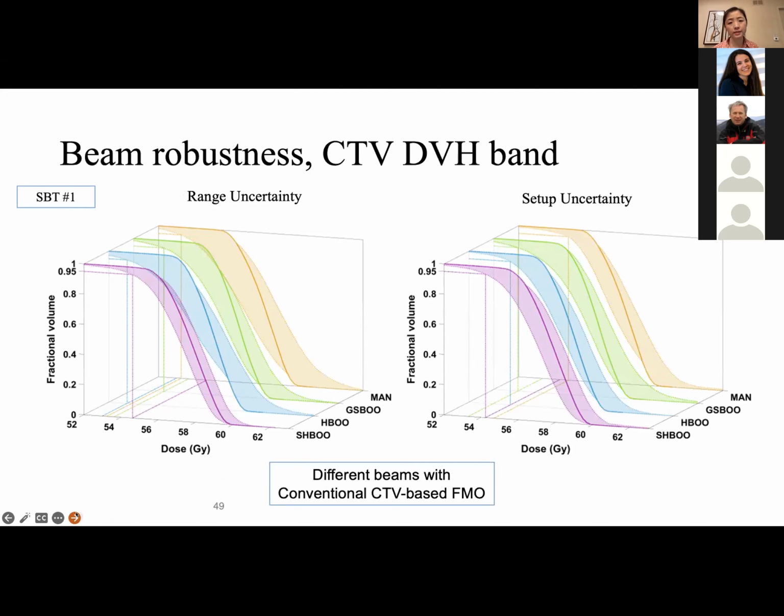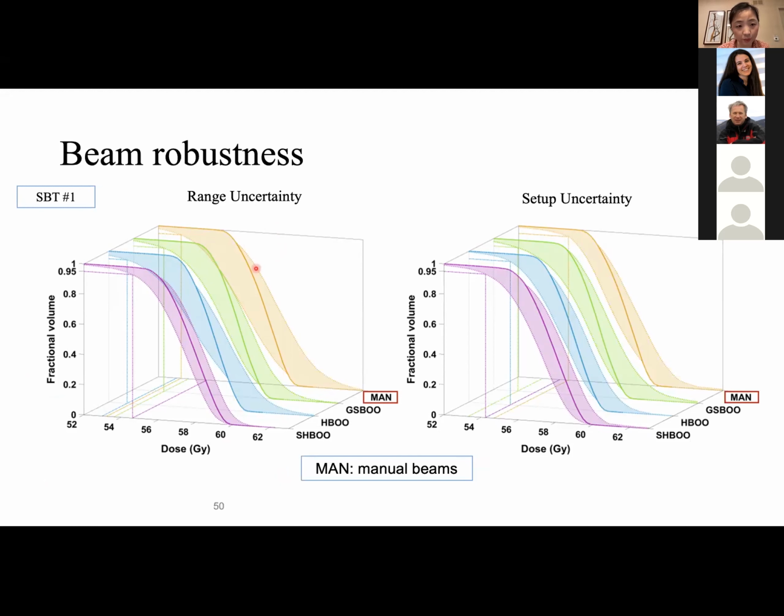So first we want to see how robust our selected beam is. Here shows the CTV DVH band for range uncertainty on the left and setup uncertainty on the right. This shows the same CTV structure, but on different beam arrangements. Let's take a look at the most back one that uses manually selected beams. You can see that the band is slightly wider under this range uncertainty, which means the plan is slightly less robust, or the beam is less robust. And on setup error, it's a narrower band.